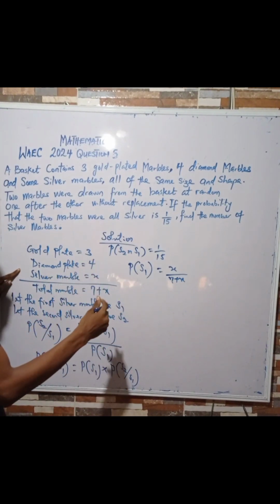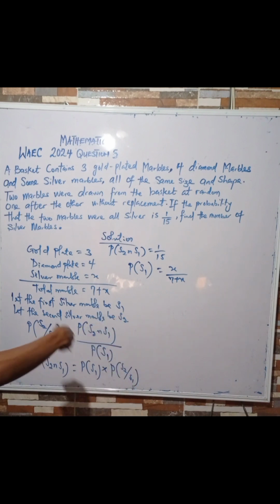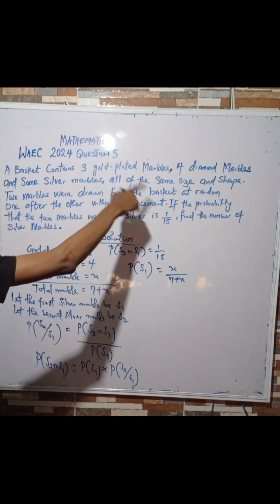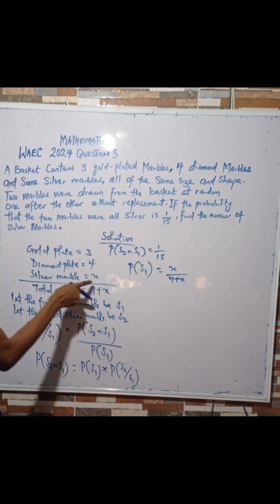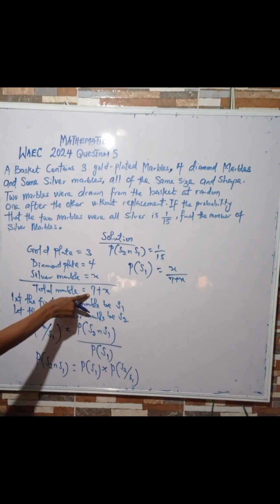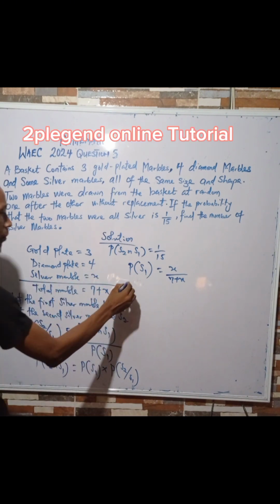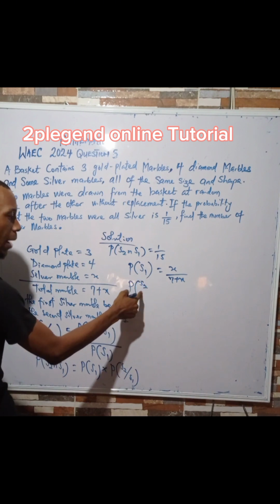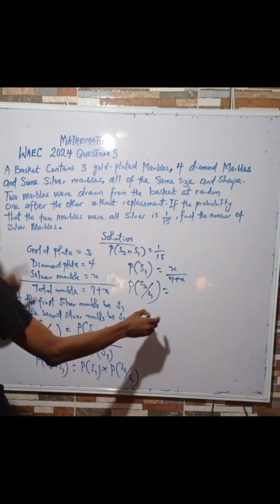Now, picking the second marble from the question, you can see that it is without replacement. So the number of silver marbles must have reduced by 1, and the total balls will have reduced by 1 because you picked and didn't return. So the probability of x2 happening, given that the first one has already taken place, is equal to what now?